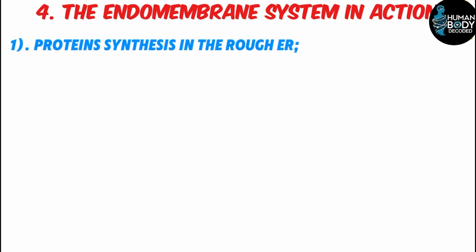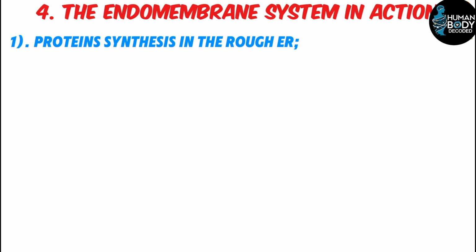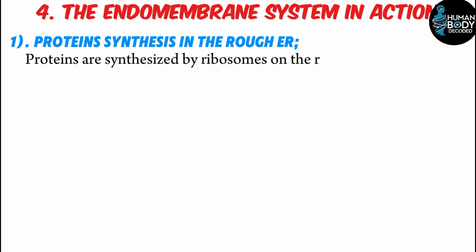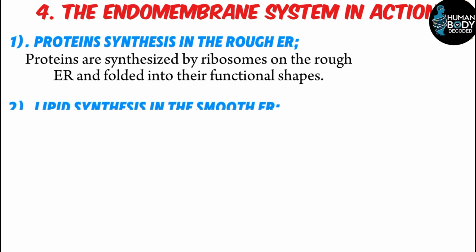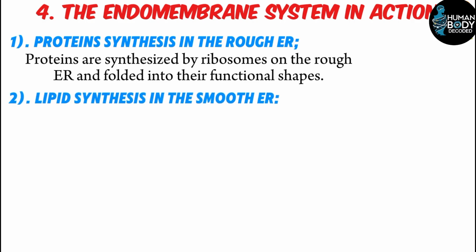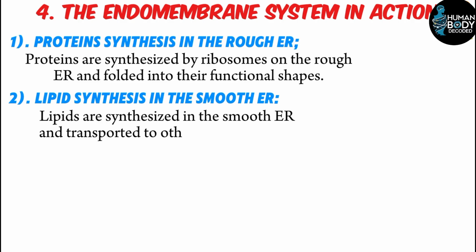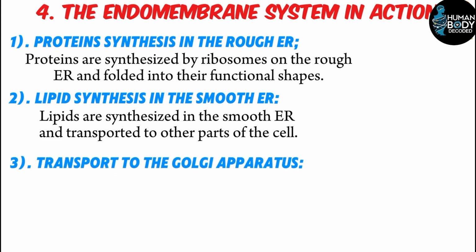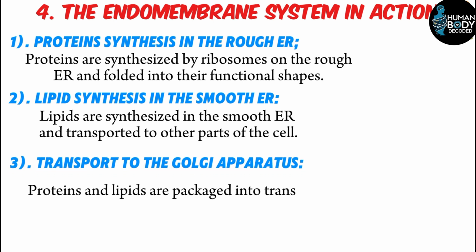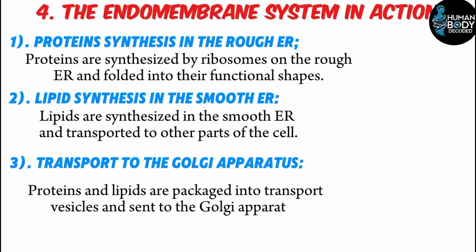1. Protein synthesis in the rough ER. Proteins are synthesized by ribosomes on the rough ER and folded into their functional shapes. 2. Lipid synthesis in the smooth ER. Lipids are synthesized in the smooth ER and transported to other parts of the cell. 3. Transport to the Golgi apparatus. Proteins and lipids are packaged into transport vesicles and sent to the Golgi apparatus.